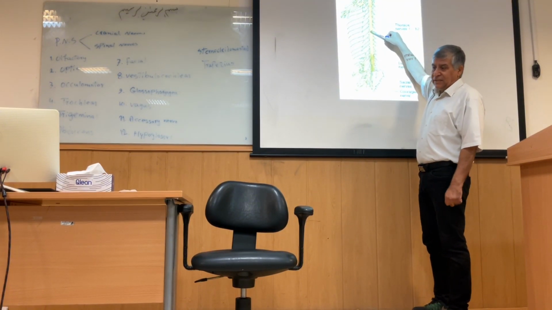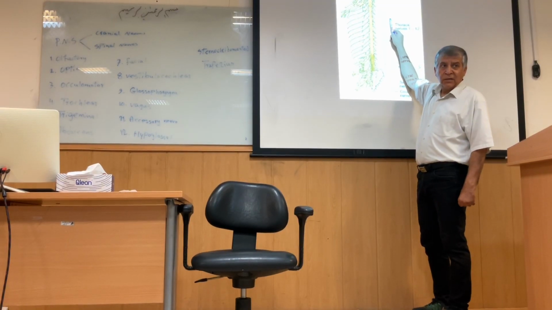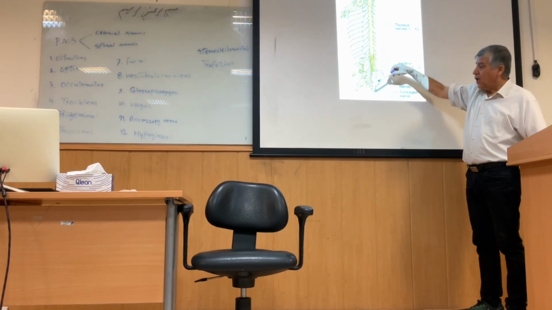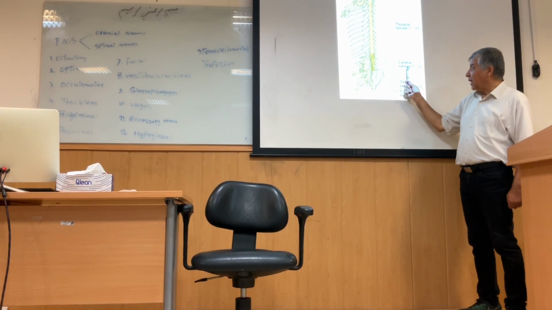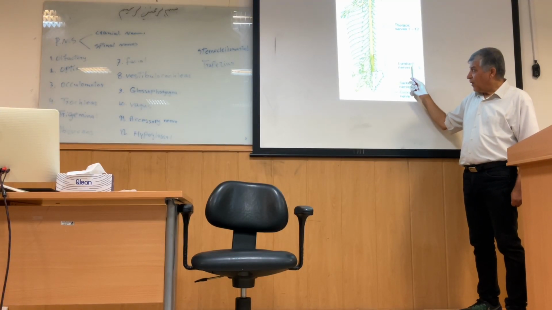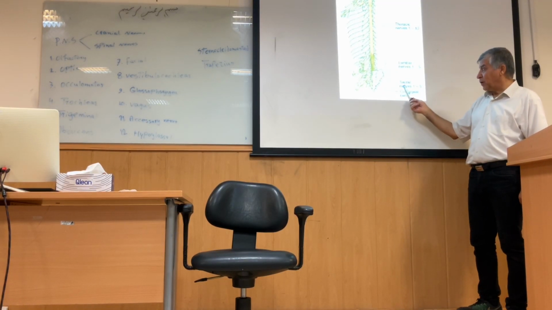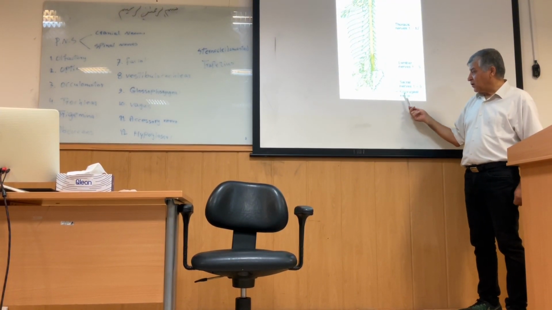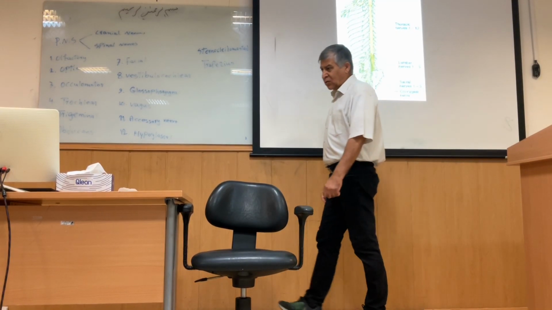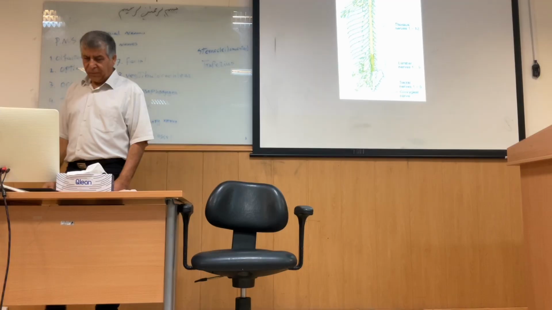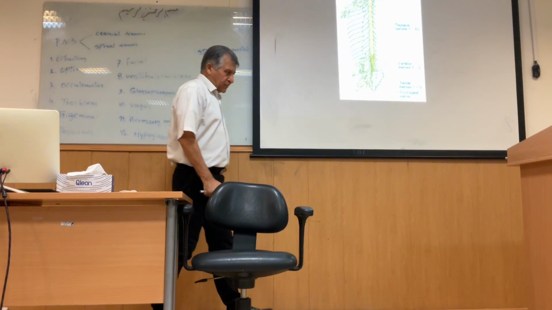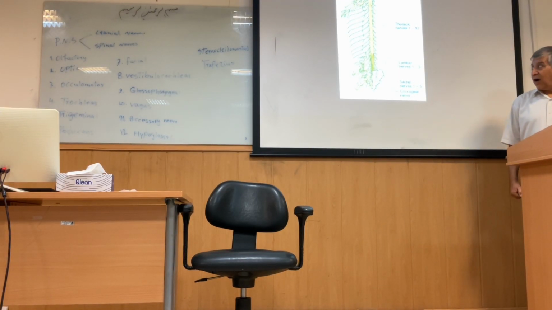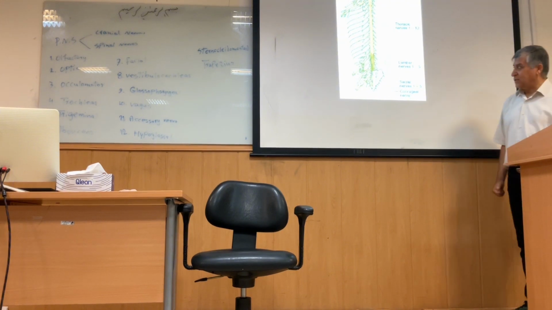12 thoracic spinal nerves, shown by T1 to T12. 5 lumbar spinal nerves, shown by L1 to L5. 5 sacral spinal nerves shown by S1 to S5. And finally, 1 coccygeal nerve. Okay? C1 to C8, T1 to T12, L1 to L5, S1 to S5, and coccygeal.